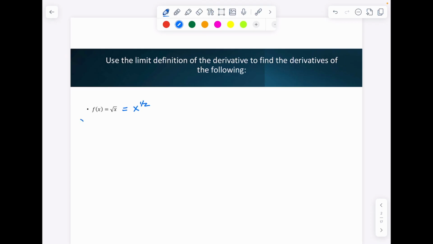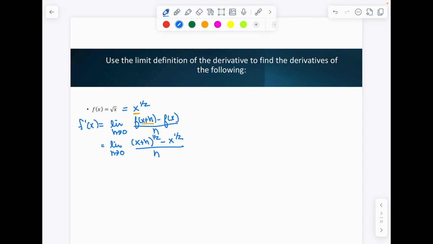The next thing I'm going to do is remind myself what the limit definition of the derivative is. f prime of x equals the limit as h approaches 0 of f of x plus h minus f of x all over h. All that means is I'm going to go back to my original function, x to the 1/2, and anywhere I see x, I'm going to replace it with x plus h. And I still have that limit as h approaches 0. Now instead of x to the 1/2, I have x plus h, that whole quantity to the 1/2 power, and then I subtract f of x, which is x to the 1/2, and I divide by h.